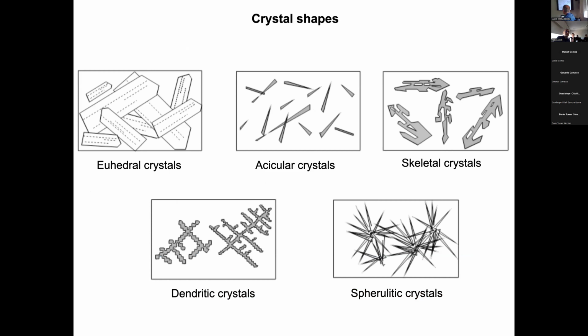So it means that these kind of shapes here, large crystals, well-shaped, are usually controlled by low undercooling, slow growth rate, and so pressure and temperature conditions close to the liquidus. Moving from euhedral to skeletal, dendritic, and spherulitic, the undercooling will increase. So spherulitic crystals can be formed at a very large undercooling.